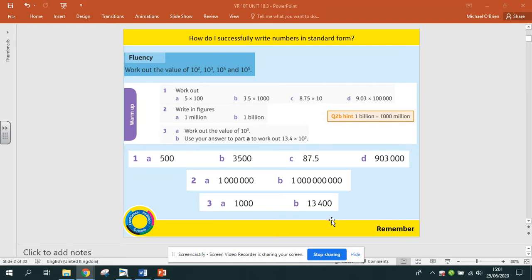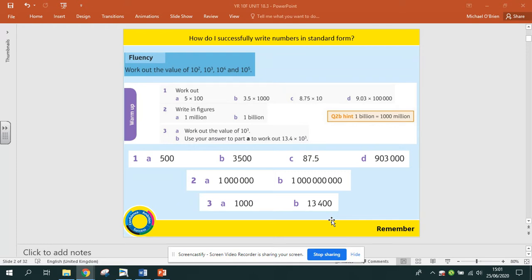1 billion, which is, as the sheet says, 1,000 million, has a 1 followed by 9 zeros. Again, they're in groups of 3. Basically, as a rule, every group of 3 zeros has a new name, so it's a handy way of remembering it.